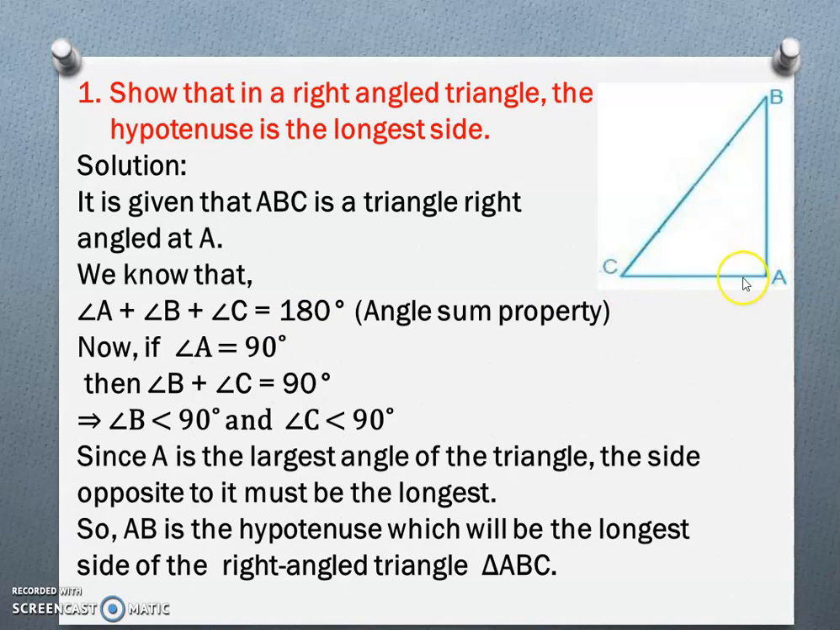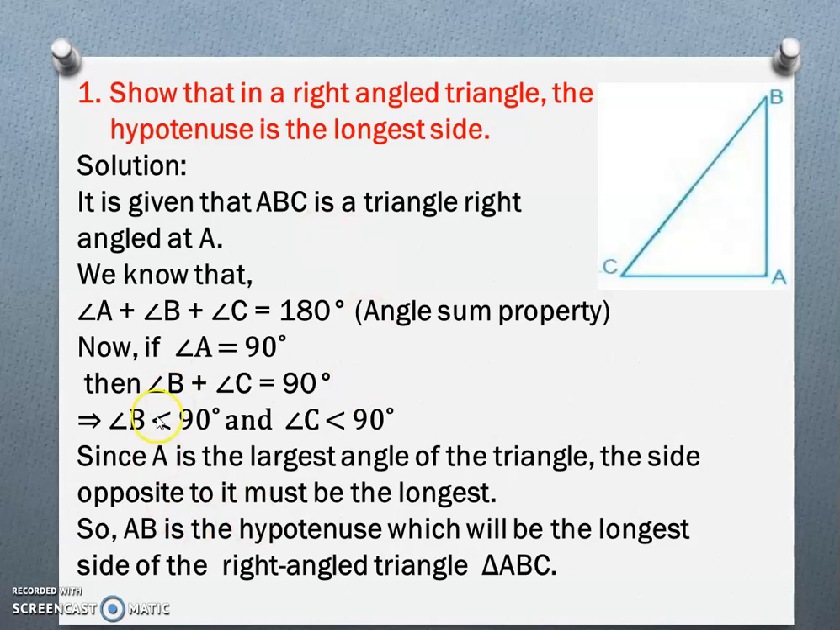So angle A is 90 and B plus C together should be forming 90 because it satisfies the angle sum property. If the sum of B plus C is 90, there can be a lot of possible combinations here. B can be 40, C can be 50, or both can be 45 and 45, or 30 and 60. Like that, many possible combinations of B and C can be there. But one thing I can say for sure is that angle B and angle C individually will both be less than 90 degrees, because their sum is 90.